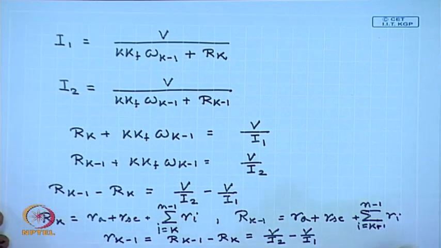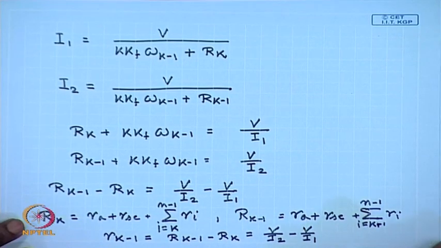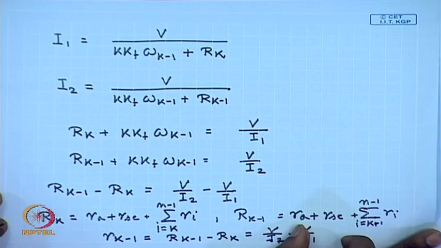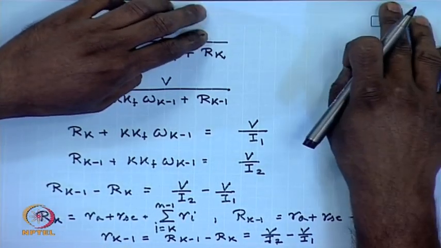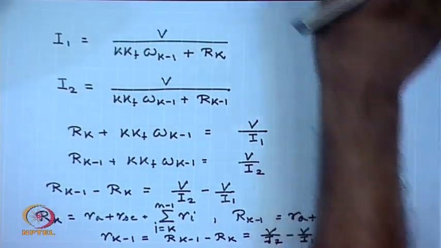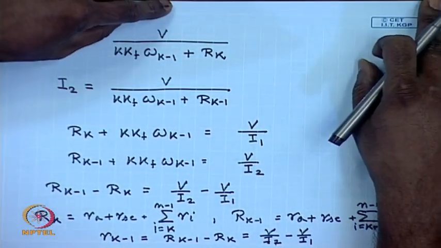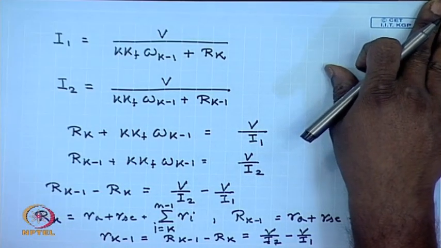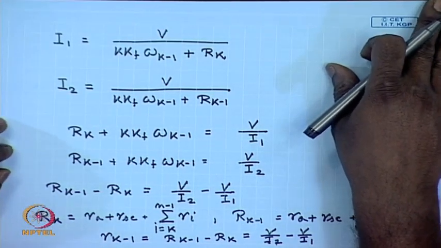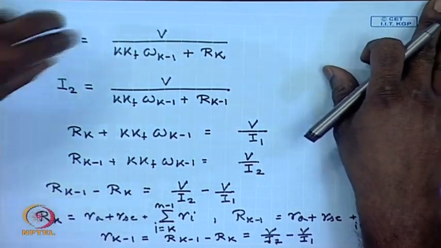So, each of these resistances are equal and of the magnitude V divided by I2 minus V divided by I1. So, this is how we can find out the sectional resistances for starting the DC series motor. Of course, we have to bear in mind that we have done this assuming that the saturation is negligible. If we consider saturation, then there will be some variation in these resistance values.